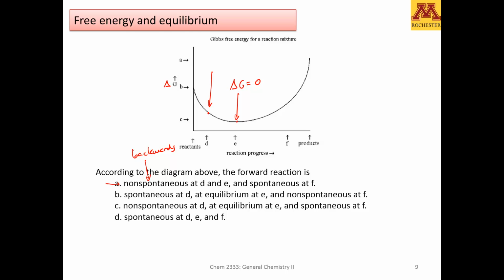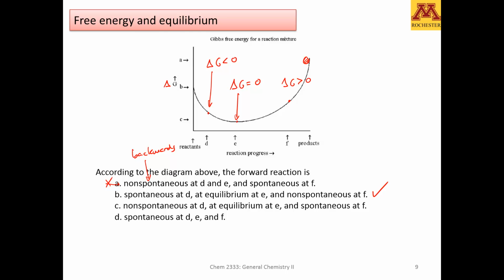In this case, the slope is negative. It has to move forward. So think of it as, if you will, a ball going down a valley. It's going to stop in the middle. So in this case, the delta G is negative, so at D is spontaneous. And F is non-spontaneous because your delta G will be positive. So this is not correct. Spontaneous at D, at equilibrium at E, and non-spontaneous at F. That is correct.